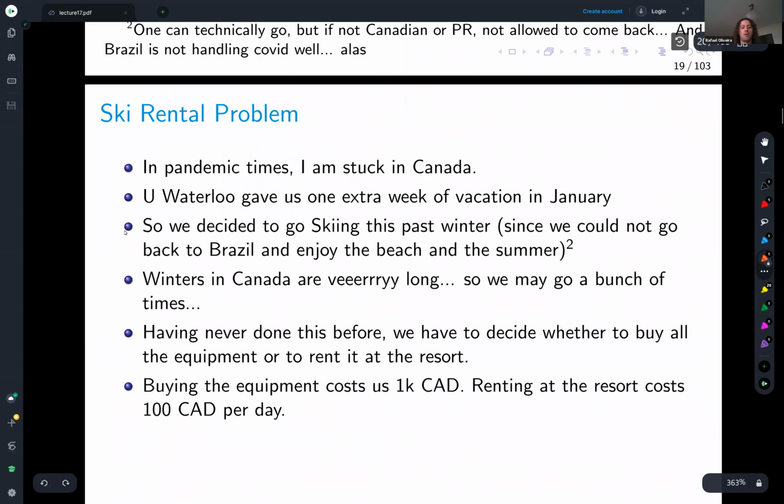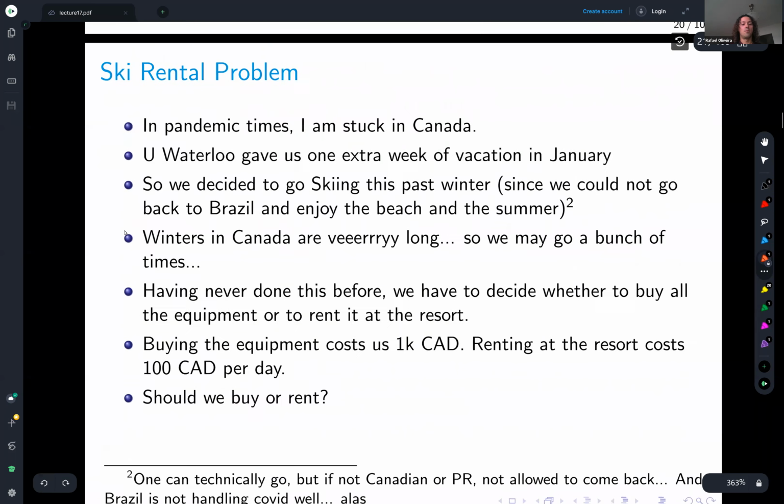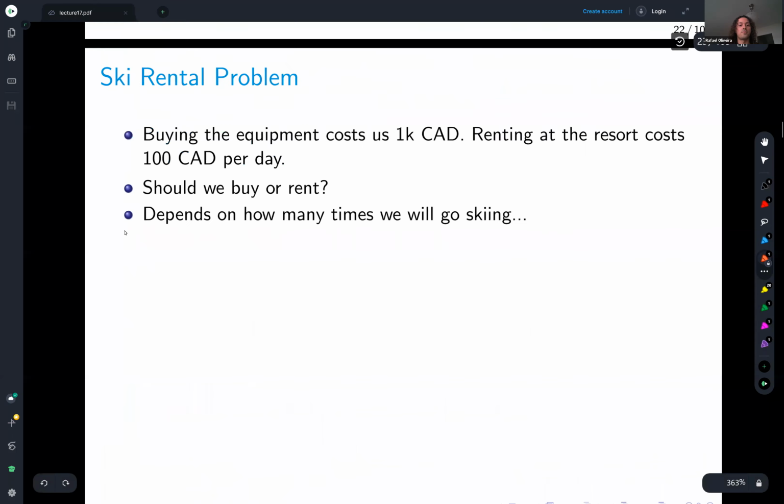Here are the fictitious costs. Buying the entire equipment costs us, let's say, 1,000 Canadian dollars, and renting at the resort would cost us, let's say, 100 Canadian dollars per day that we ski. The question that we want to answer is: should we buy or rent? Of course, the answer depends on how many times we'll go skiing.